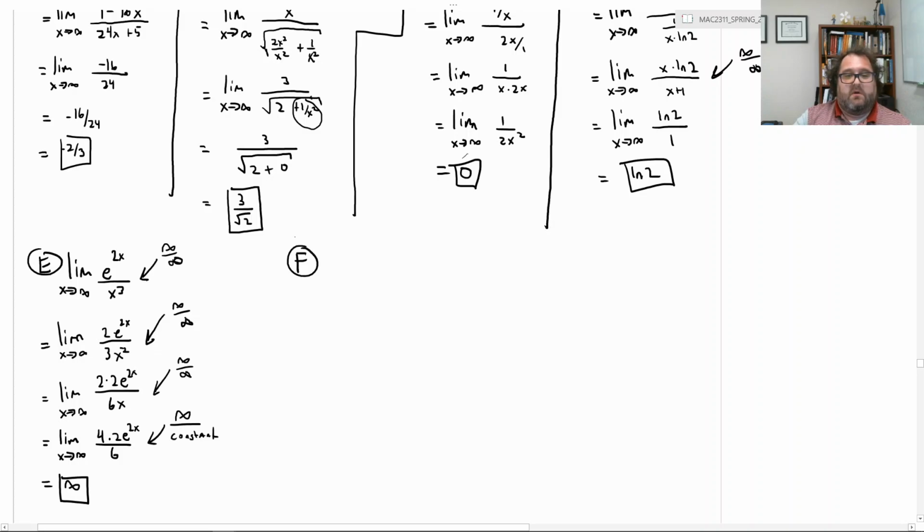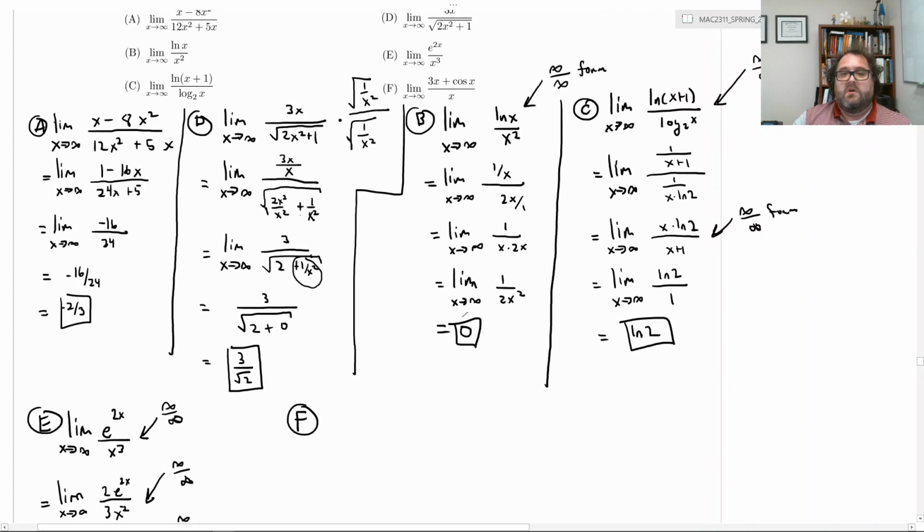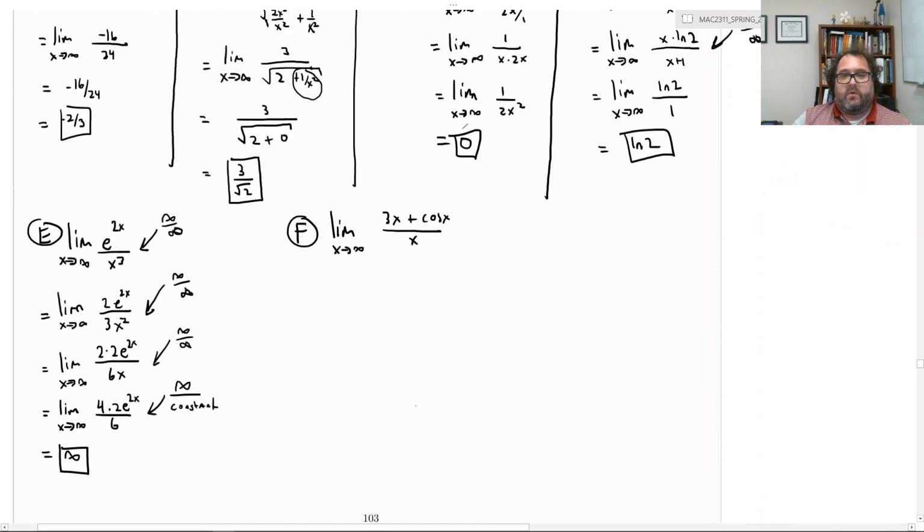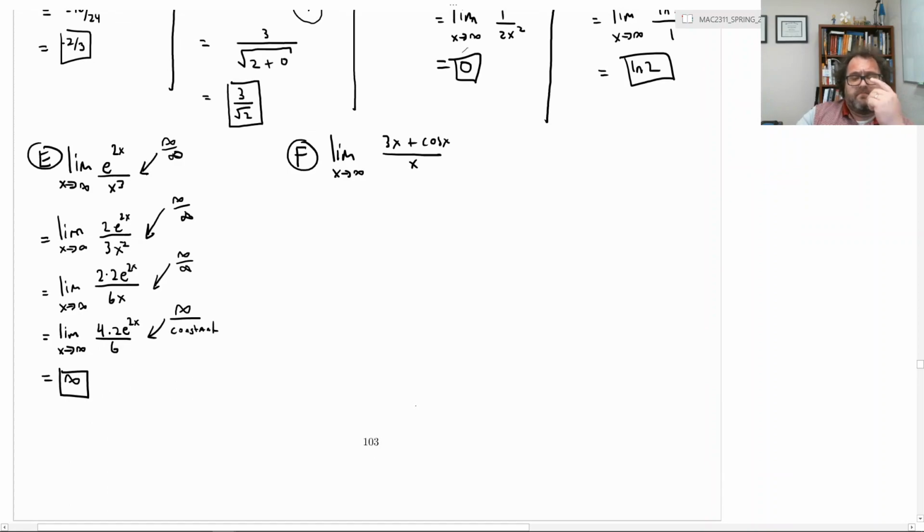Let's see here. We have the limit as x goes to infinity of 3x plus cosine x over x. All right. Can we apply L'Hopital's rule is the first question.